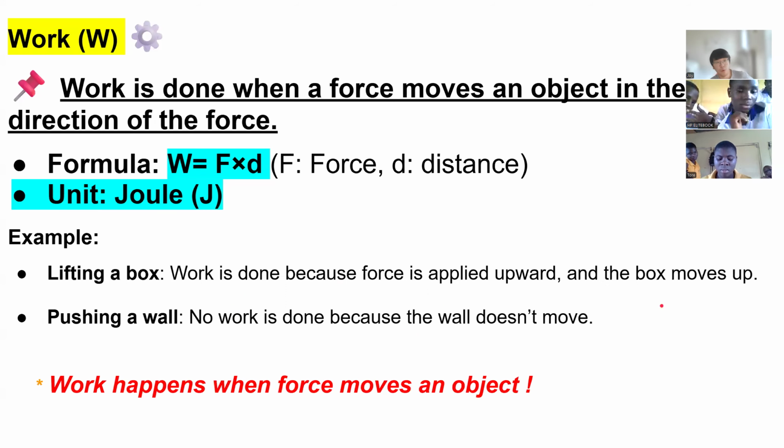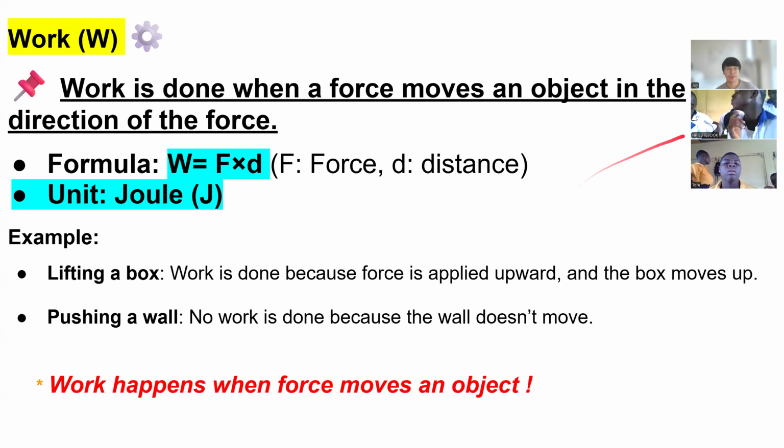Now let's talk more about work. Work is done when a force moves an object in the direction of the force. So that's why work is calculated by force times distance. It's basically how much distance you covered by the force. That is the work you have done. And the unit, remember, is the joule.